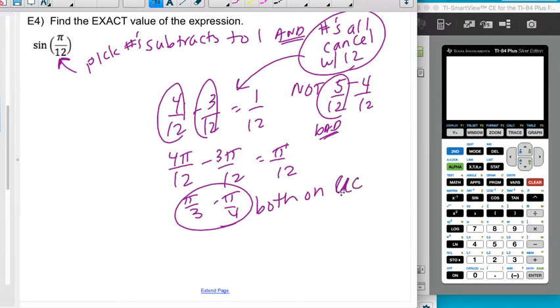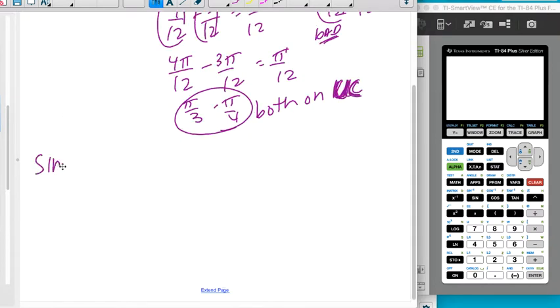Now the other option, if you look at this and you're like, Hogan, I would never have come up with that, you could change this to degrees. But I'm going to go ahead and say that the sine of pi over 12 is the same as the sine of pi over 3 minus pi over 4. So that's my u minus v.